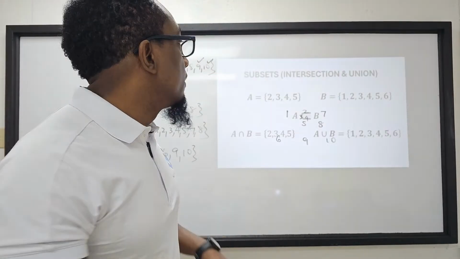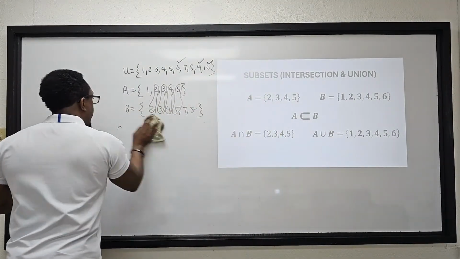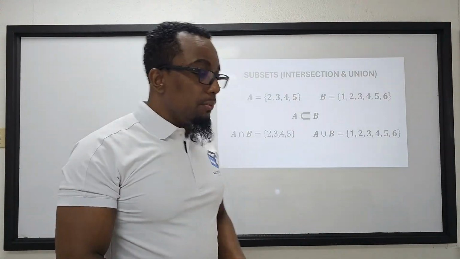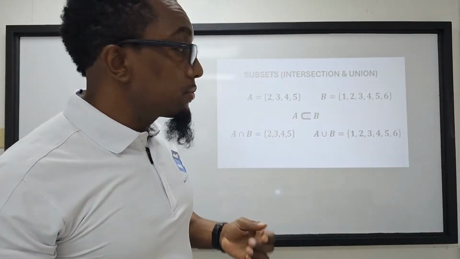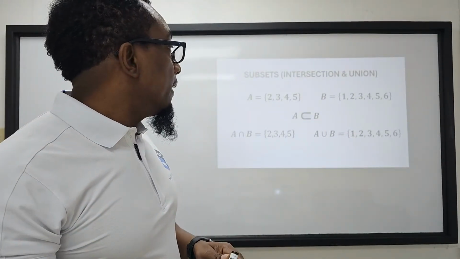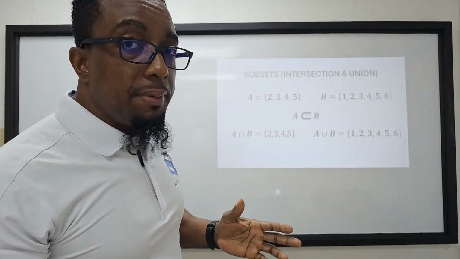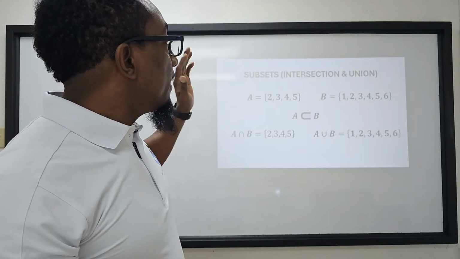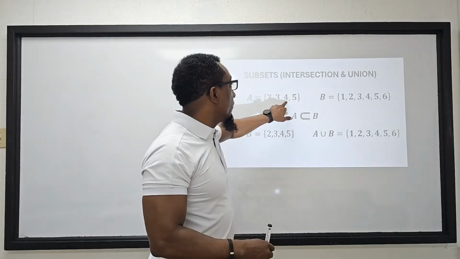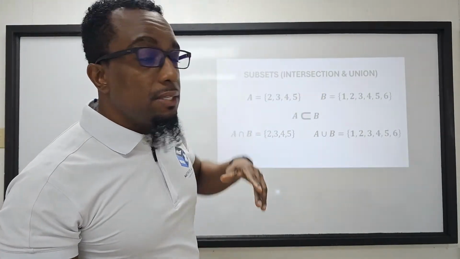Alright, so let's look at intersection and union when it comes to subsets. So we need to understand when one set is a subset of another, then of course we can draw Venn diagrams to represent one set being a subset of the other. So we know A clearly is a subset of B because all the elements of A, 2, 3, 4, and 5, are a part of B, 2, 3, 4, and 5. So A clearly is a subset of B.